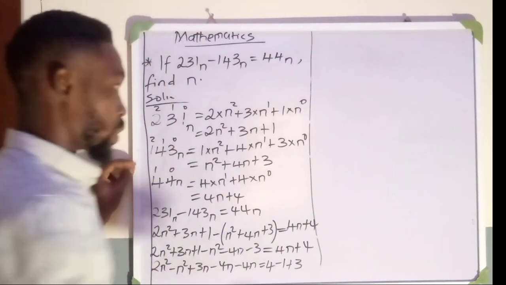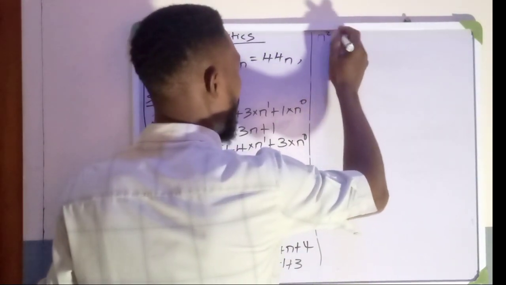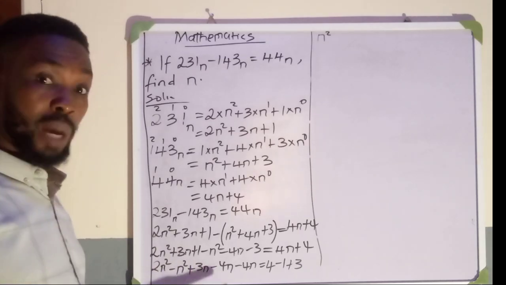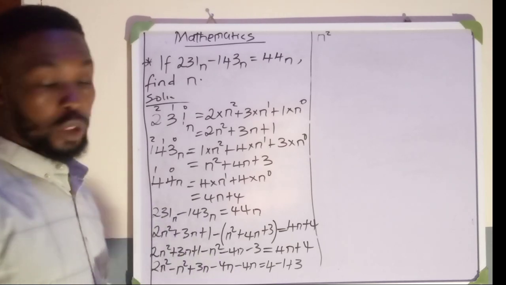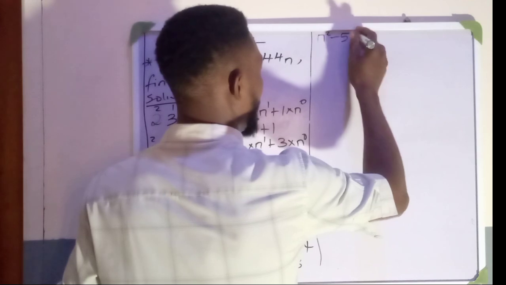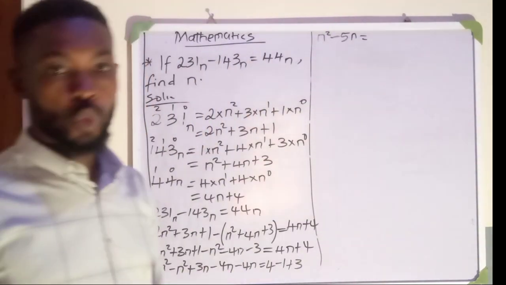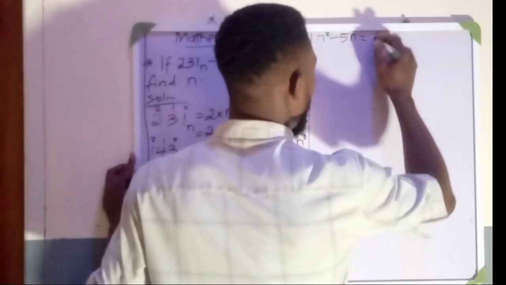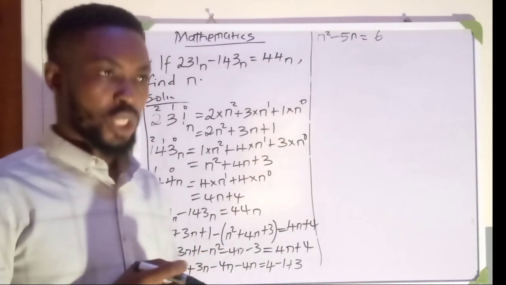2n squared minus n squared gives us n squared. Now plus 3n minus 4n gives us minus n. Minus n minus 4n will give us minus 5n. And everything is equal to 4 minus 1 is 3, 3 plus 3 gives us 6. Alright, we have n squared minus 5n is equal to 6.